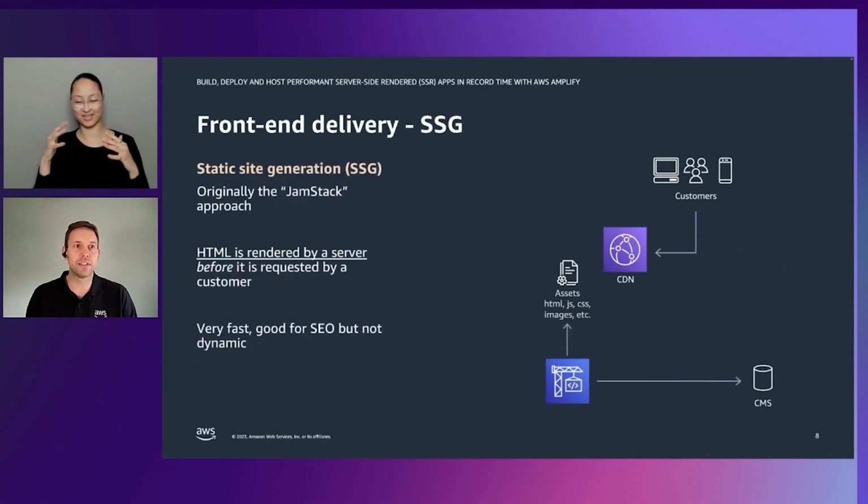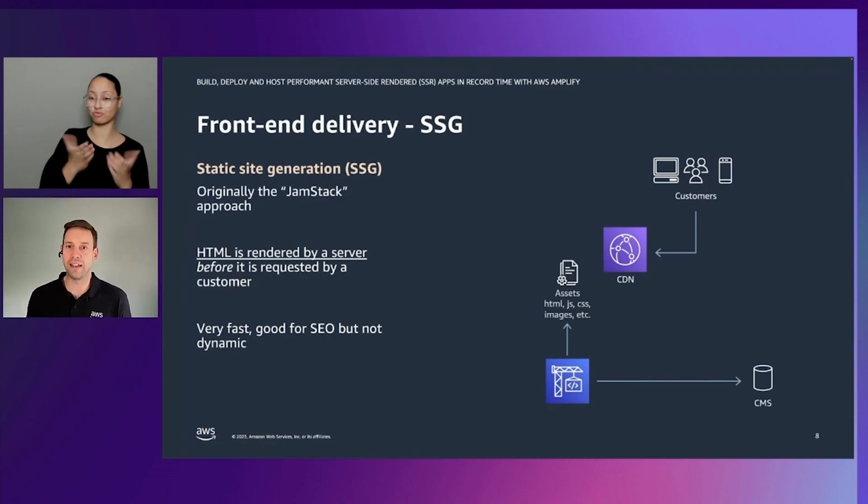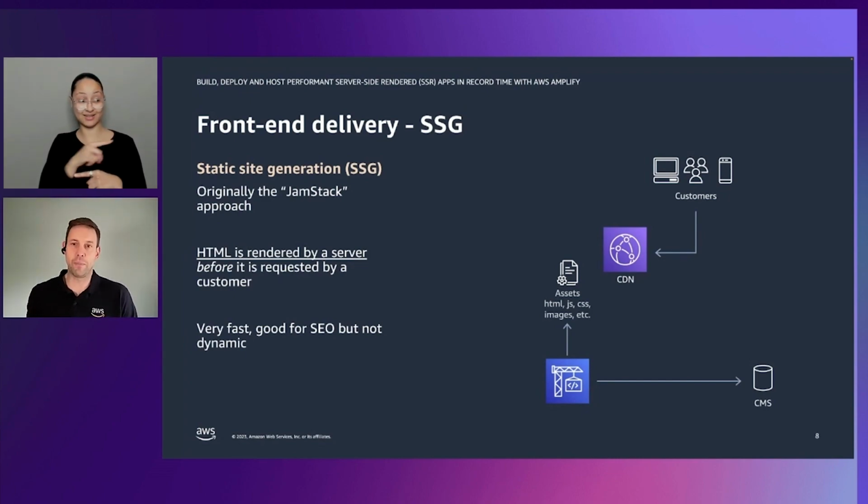Now, the second method we have is SSG, or static site generation, and this was very much popularized by something called Jamstack. In this approach, the HTML is rendered by a server rather than by the customer's browser, and it's done before the request is made by the customer. So you prepare the site now, it's sitting on a CDN, and then when a customer requests the app or the page, the HTML has already been rendered and it's sent straight to their device.